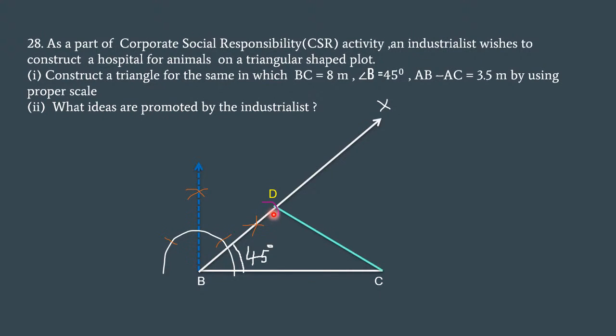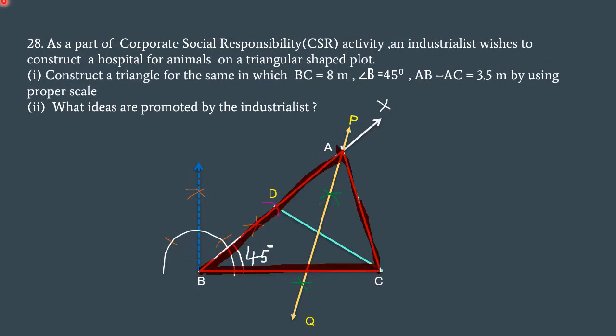Now join DC. Then draw a perpendicular bisector for DC. This ray, we will name it as PQ. Okay, now mark this point as A. Join AC. So the required triangle is ABC, in which AB minus AC will be 3.5 centimeters. You can see triangle ABC is the required triangle.